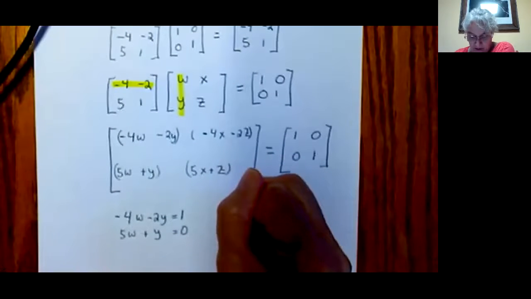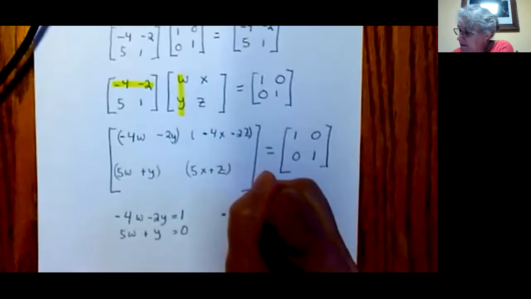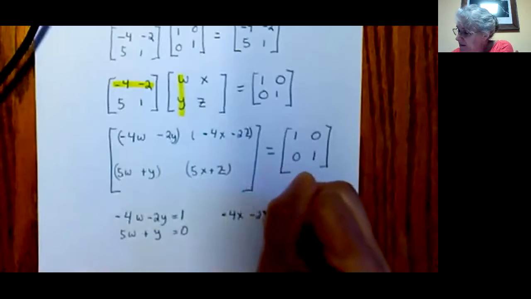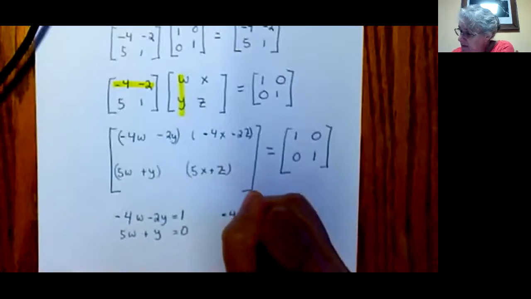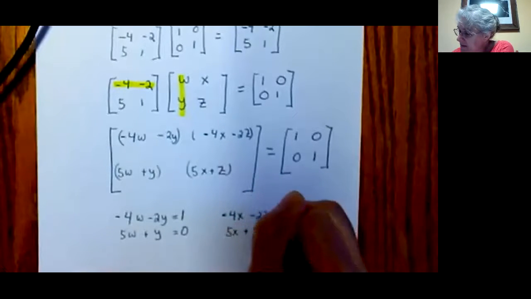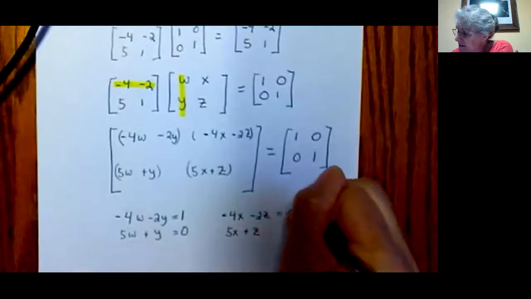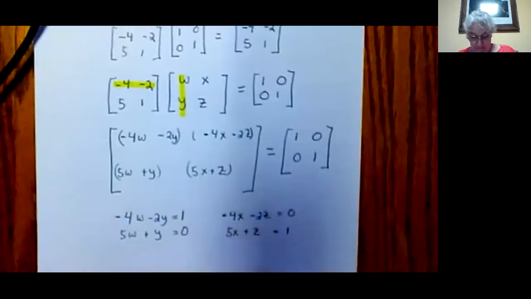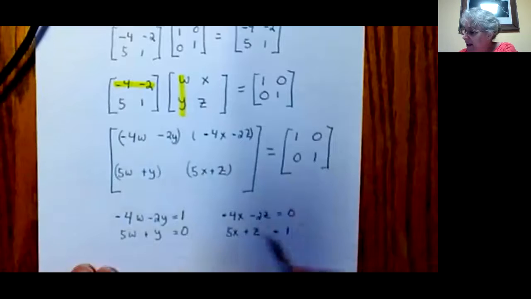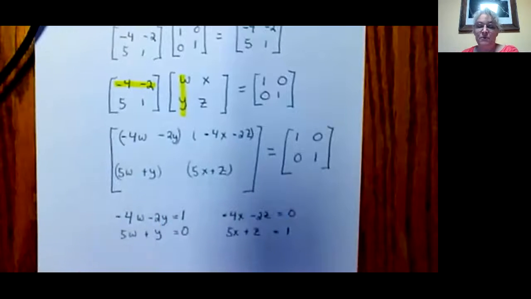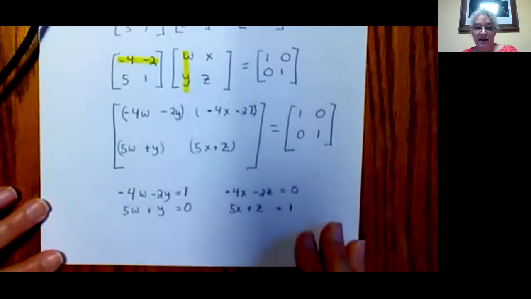And over here, we're going to have that's going to equal 0, that's going to equal 1. Okay, I'm looking at my notes here. All right, so we have these 4 equations. Let's go solve for W and Y. Now, from here on out, it's just meticulous algebra.